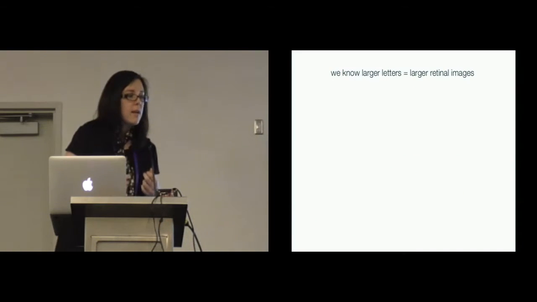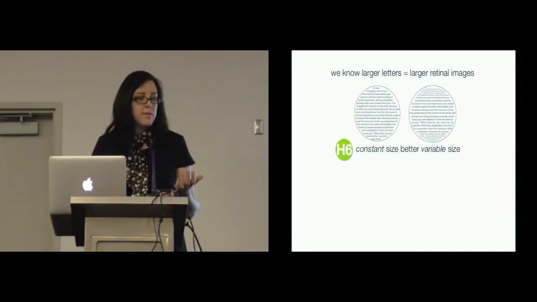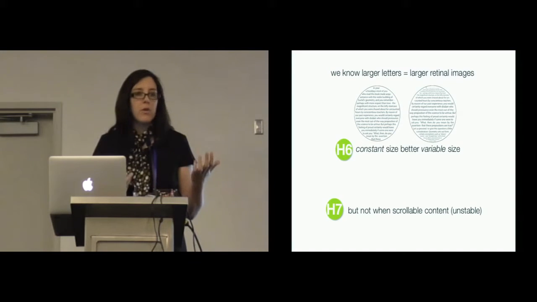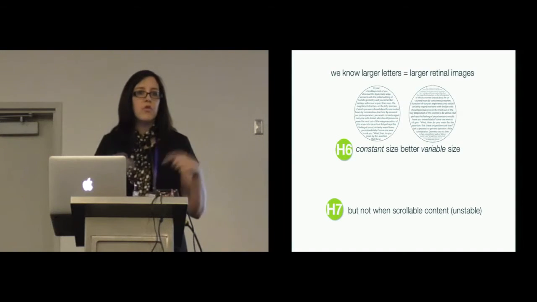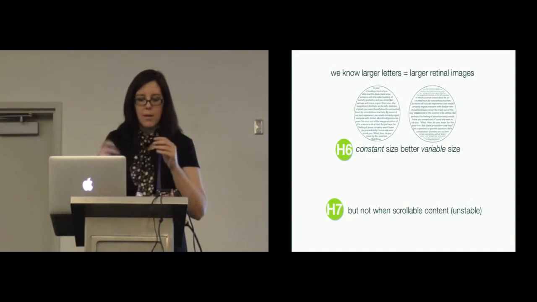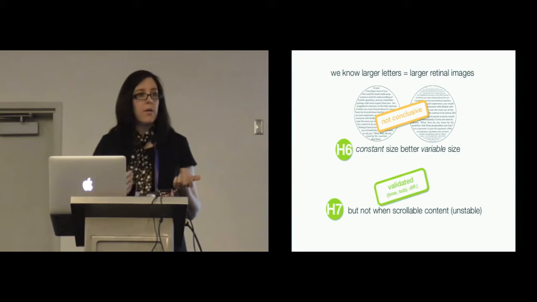Here is another example. We knew that larger letters have obviously a larger retinal image on the eye. So we thought that constant size should perform better than variable size, just because we don't have to adapt to the different sizes. But again, when there is scrollable content, it might not be true, because variable size can help the eye from jumping erratically between the shapes. And we did not find any conclusive result for the first hypothesis, but we validated the second one in terms of time and subjective difficulty.